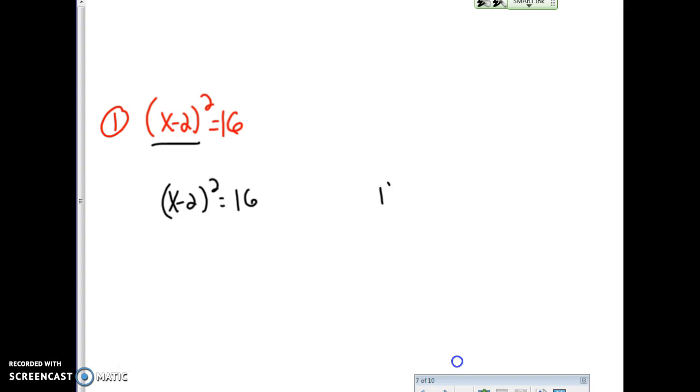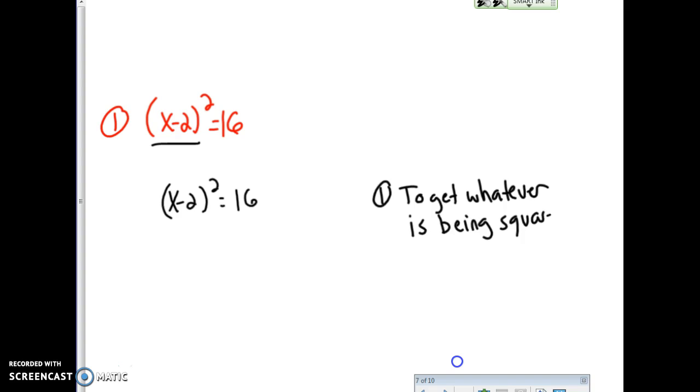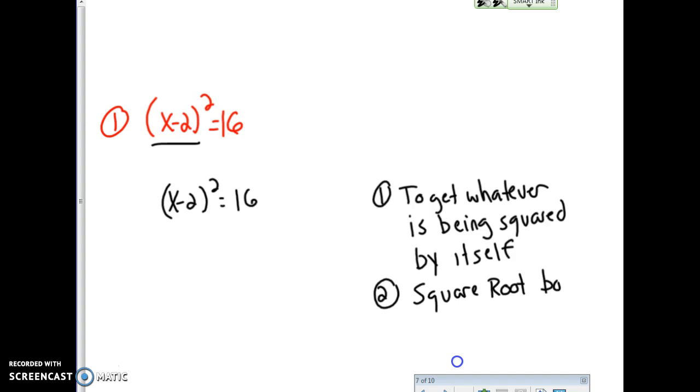So the first step is to get whatever is being squared by itself. That's my first step, to get whatever's being squared by itself. So it is. Now, the second thing I'm going to do is to square root both sides. So I have x minus 2 equals plus or minus 4.